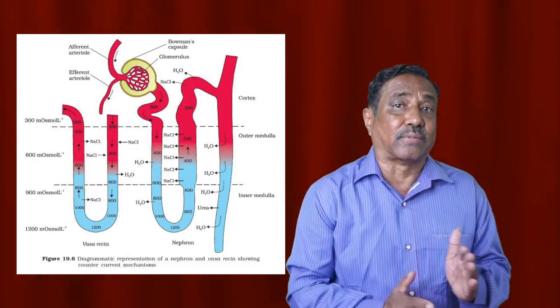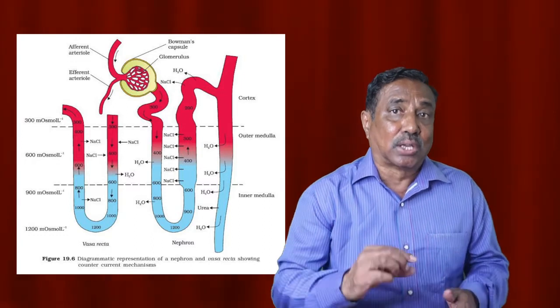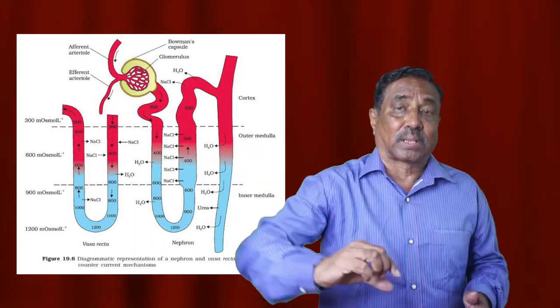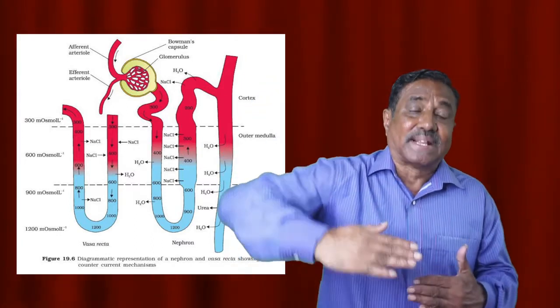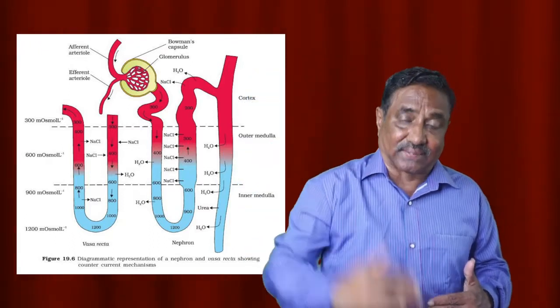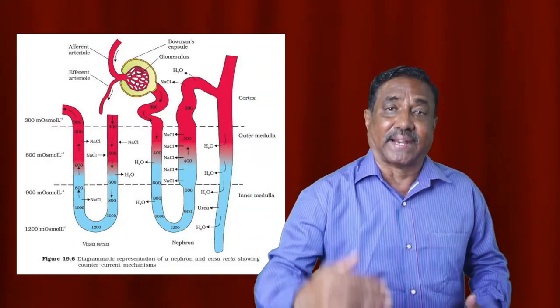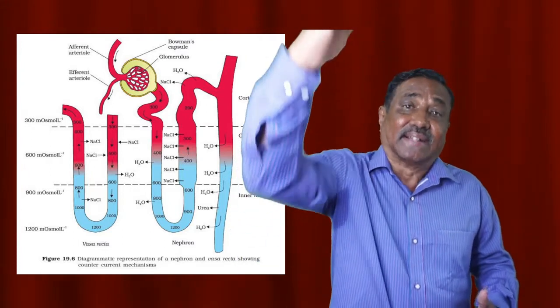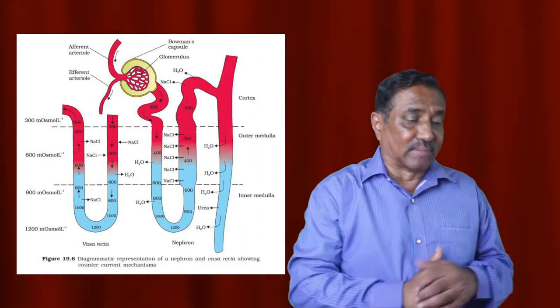Salt concentration will be more at the Henle's loop, and then in the ascending limb of Henle's loop, again it decreases, from 1200, 900, 600, 300, like this it will be.